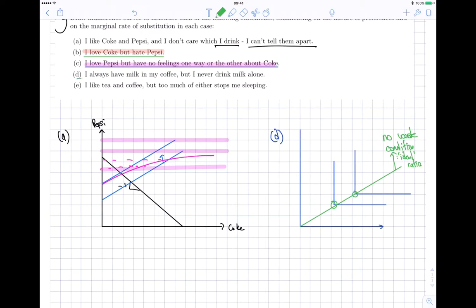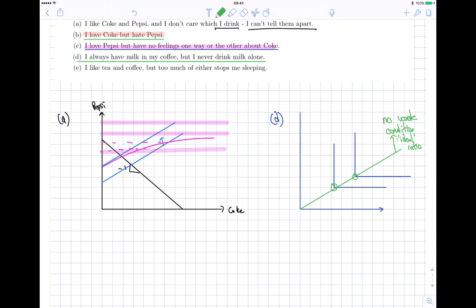Did this question tell you anything about that? No, it didn't. Right? But as I draw this ratio, I want to make sure that this passes through the origin, okay? Because it says I never have them on their own, right? So you always consume them together, okay? So it should be a line that should pass through the origin, okay?